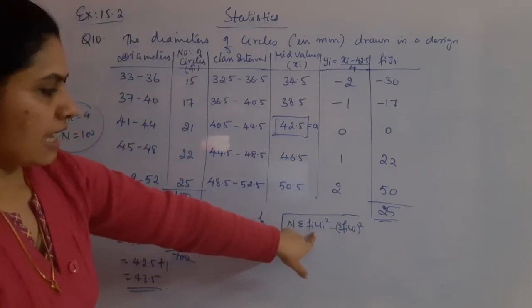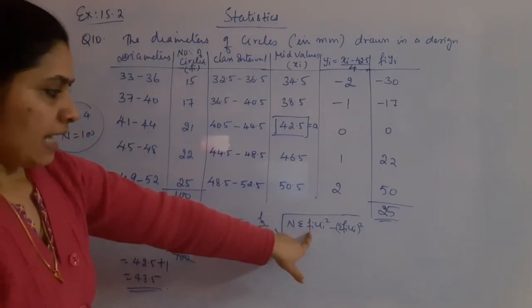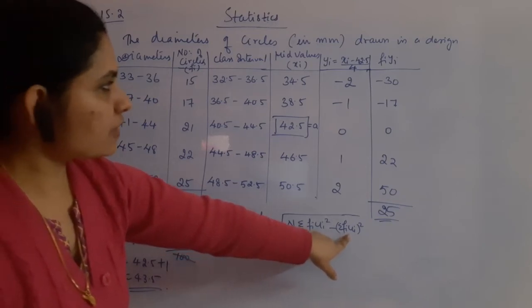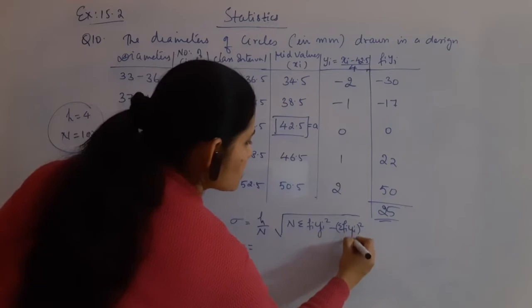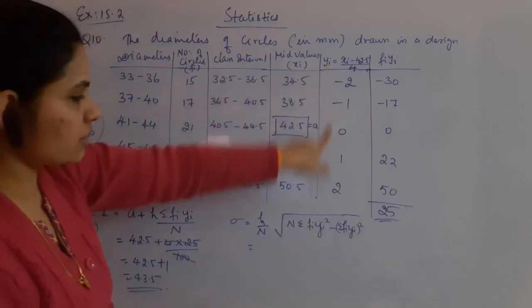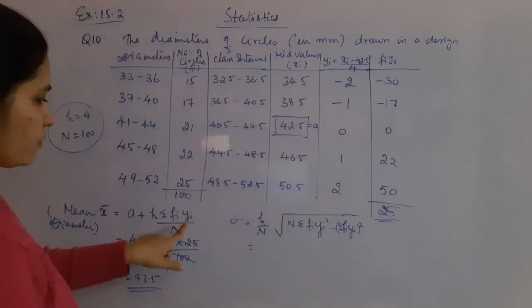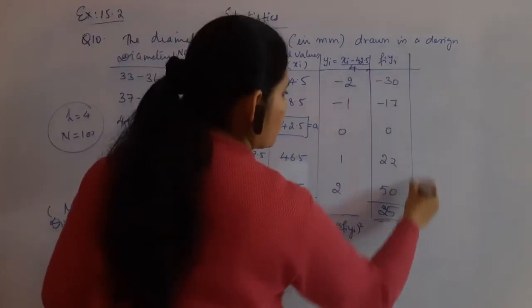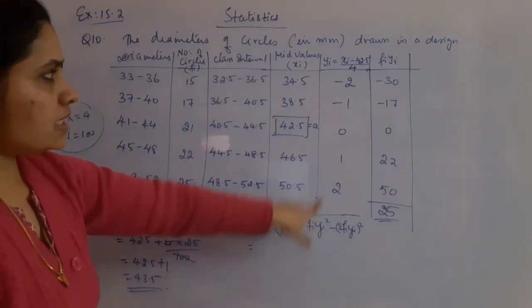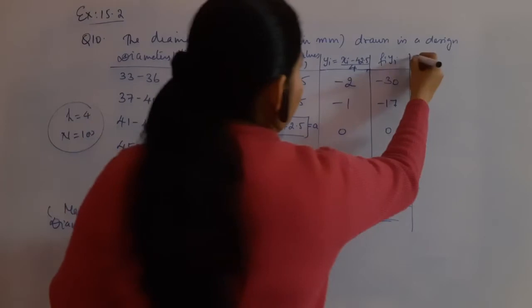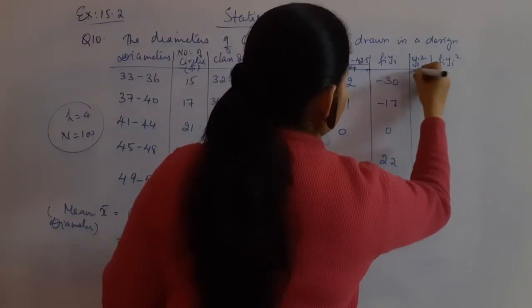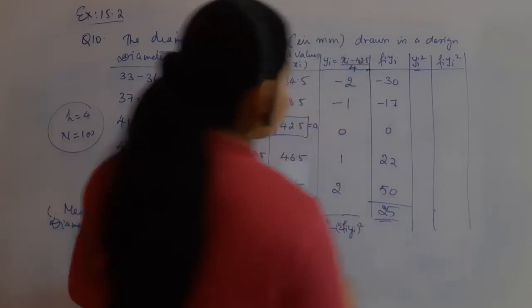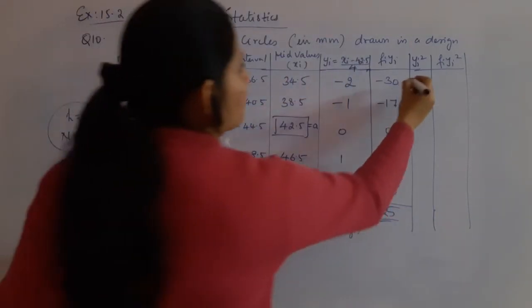So you need Fi into ui square. Remaining we have found out, Fi ui or Fi yi. Here we have written yi, means yi. Doesn't matter, whatever you are writing here, you should use here also. Okay, yi. Next column, what you need? Yi square and Fi yi square. These are the two columns which you need. Find out yi square.